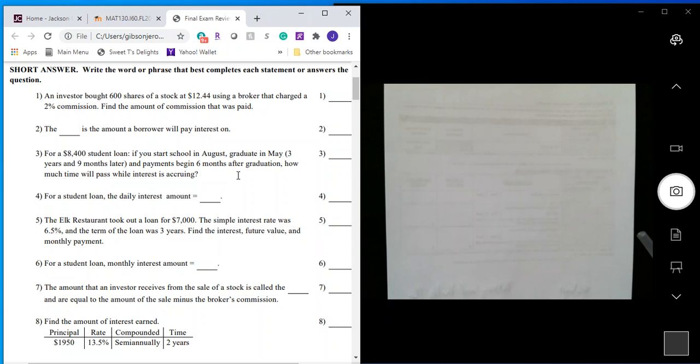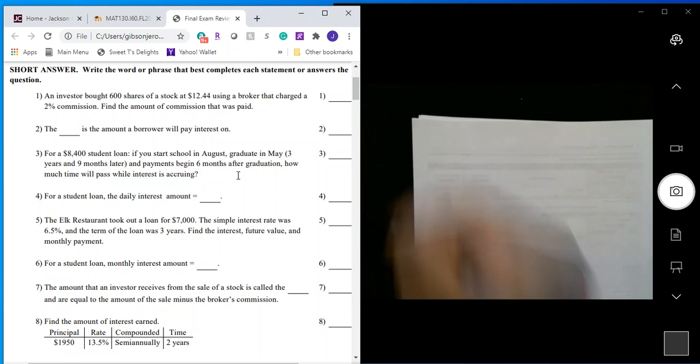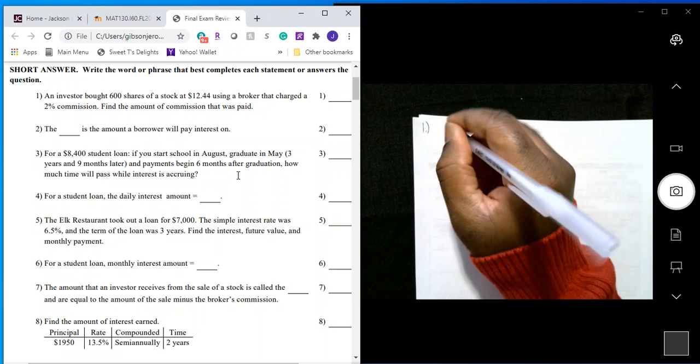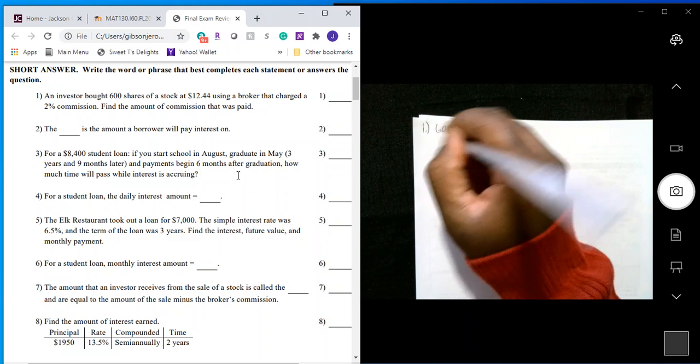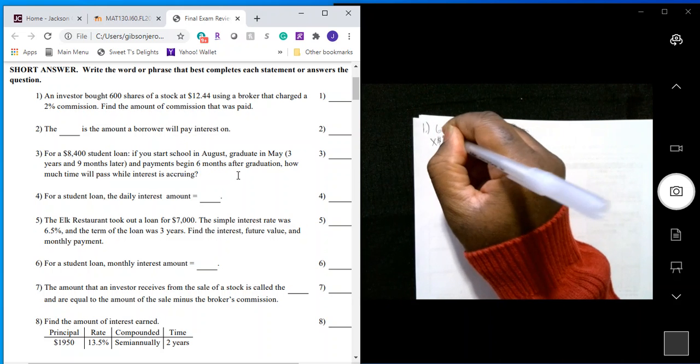So let's start here. Problem number 1 says an investor bought 600 shares of a stock at $12.44 using a broker that charged a 2% commission. Find the amount of commission that was paid. Okay, so for number 1, we had 600 shares and that was at $12.44.